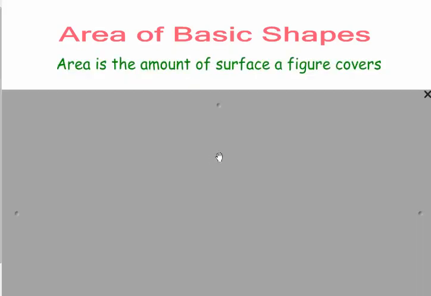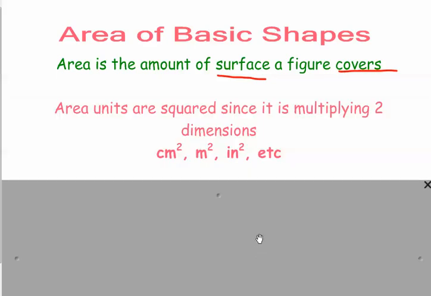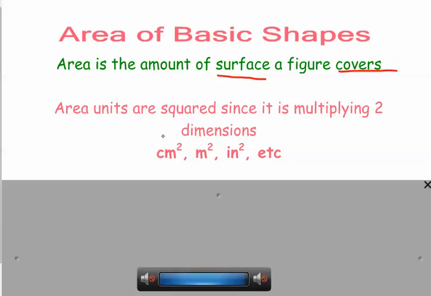First of all, you need to know that the area is the amount of surface that a figure covers. Go ahead and write that down. Area is the amount of surface a figure covers. Okay? You need to know too that anytime you are using area, your answer is always going to be in square units, so centimeters squared. Okay, that's what that little number there means.